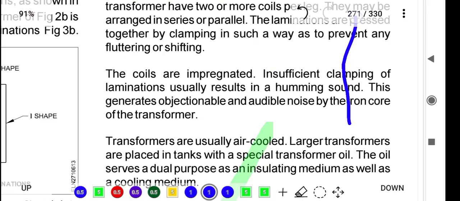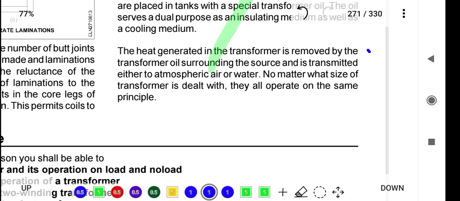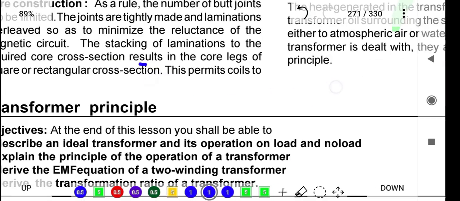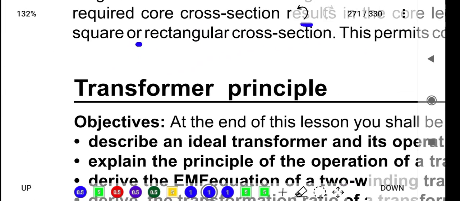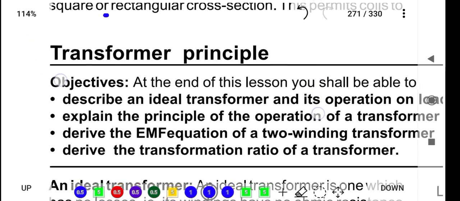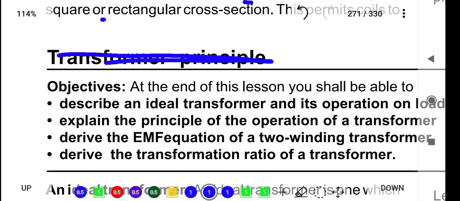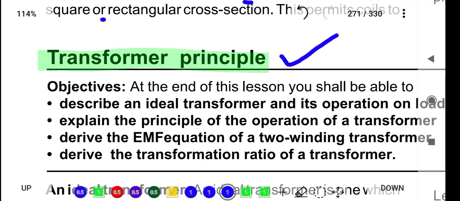Next, this is not important. So next is transformer principle. What is the transformer principle, we will see in the next class.